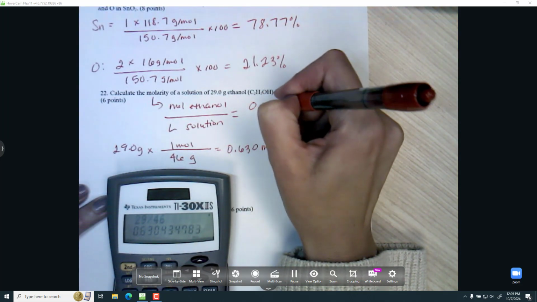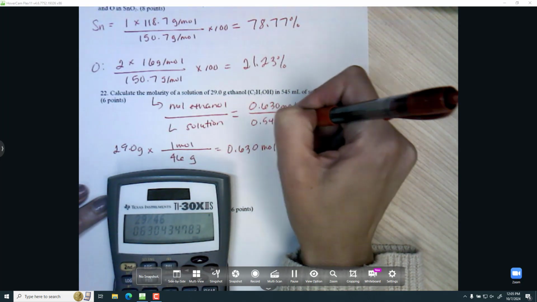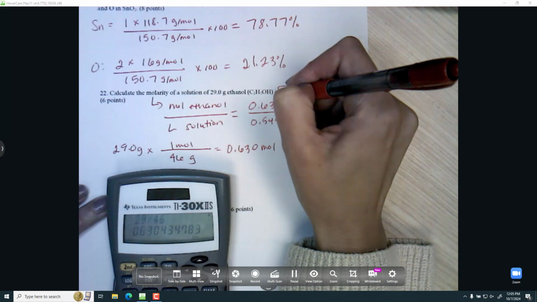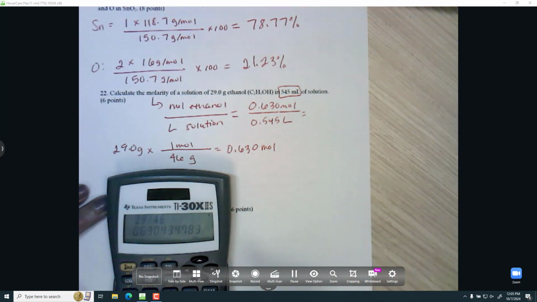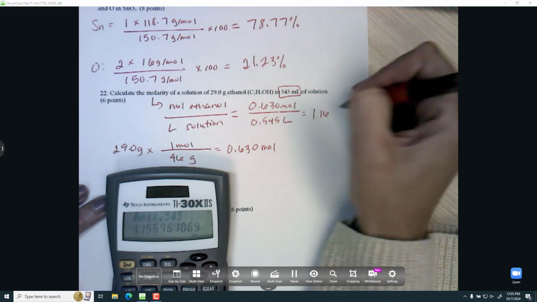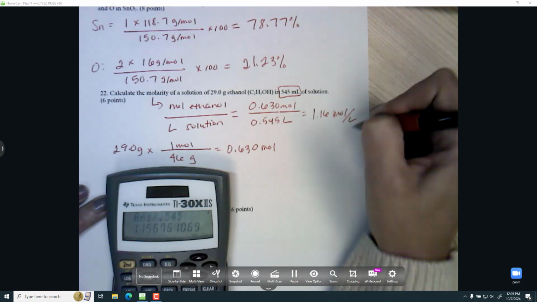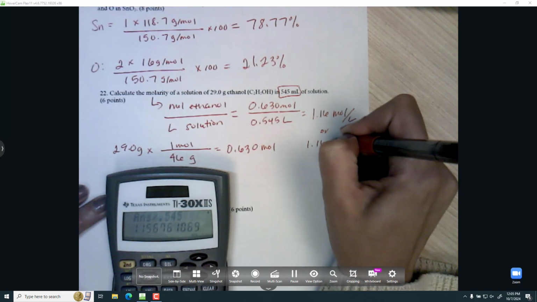Then I just take my 545 milliliters, convert that to liters. I did that just by moving the decimal 3 places to the left. And I got 1.16. Remember, the units for this could be moles per liter, or you can write it as 1.16 big M. Either one is fine.